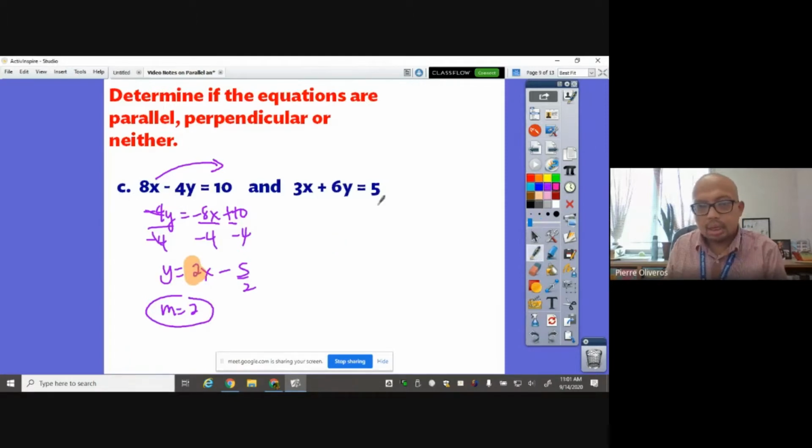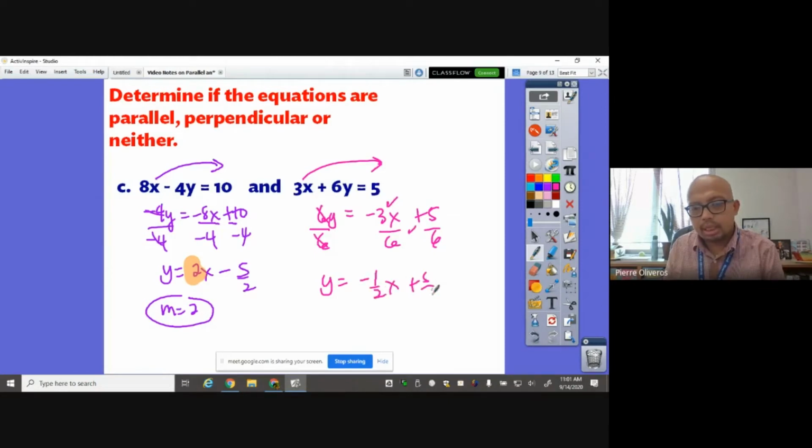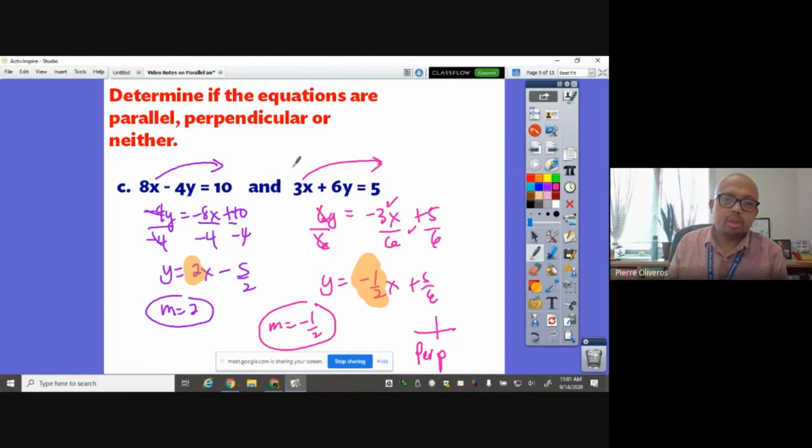And then on the other end, you're going to move this 3x to the other side. 6y is equal to negative 3x plus 5, divided by 6, divided by 6, divided by 6. Cancel, cancel. Y is equal to, what's negative 3 over 6? That's going to be negative 1 half x plus 5 over 6. And we know the slope here is negative 1 half. So what do we know about negative 1 half and 2? They're negative reciprocals. So this one is a perpendicular line. The two equations are perpendicular. In cases where the slopes are not the same and they're not negative reciprocals, they are considered neither.